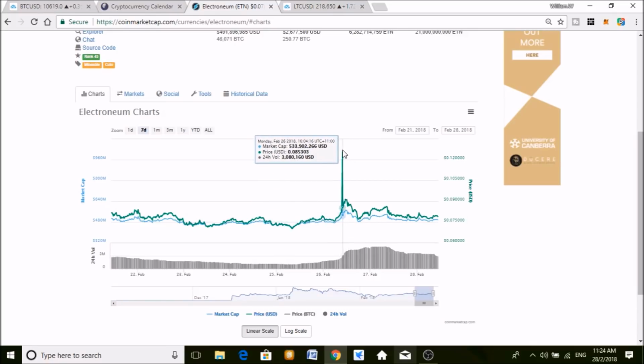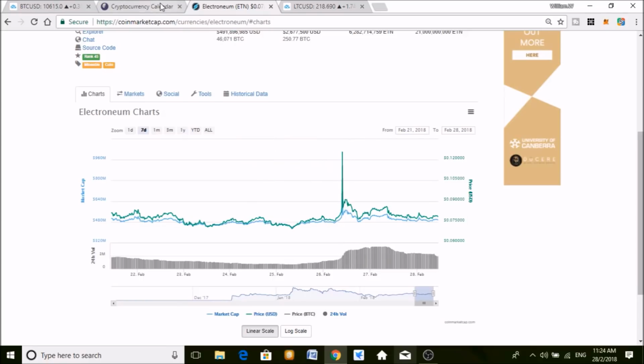And we can see a huge sell off after the price went from 7 cents, 7.5 cents to 12 cents. So that's almost like a 50%. That's more than a 50% increase, right? At the highest point. Okay, so that's with Electronium.